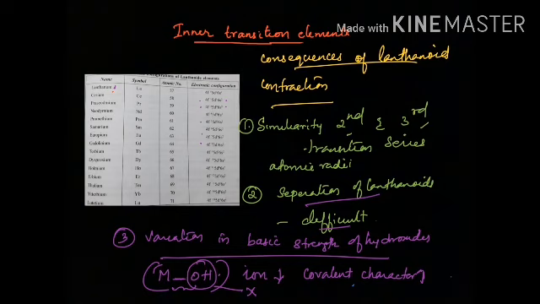So when we go from lanthanum to lutetium, the basic strength is getting decreased because, due to the lanthanoid contraction, the size of the M ions is getting decreased, so their covalent character increases. So we cannot release the OH minus ions easily. Okay, so it will result in a decrease in the basic strength of hydroxides.